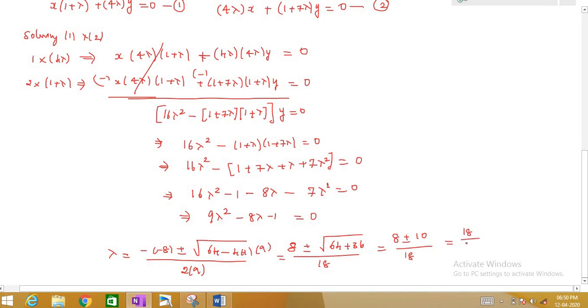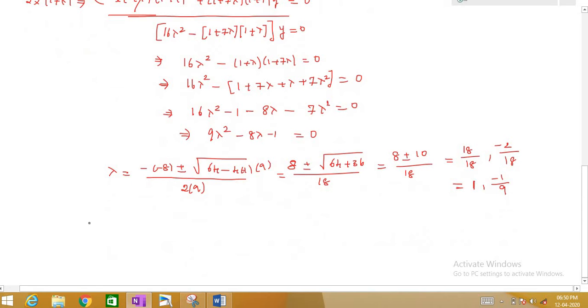So we will have 18 by 18 as one root and minus 2 by 18 as another root. 8 plus 10 is 18. 8 minus 10 is minus 2. So the value of lambda is 1 for one, and the second value is minus 1 by 9. So the values of lambda are plus 1 and minus 1 by 9. Now we need to find our x and y. So I'm going to take cases.